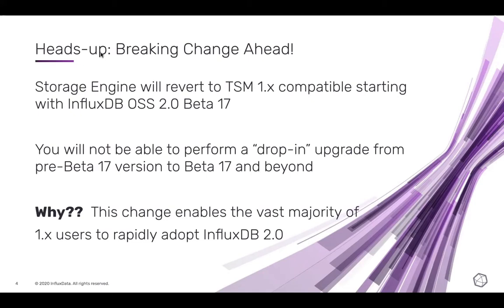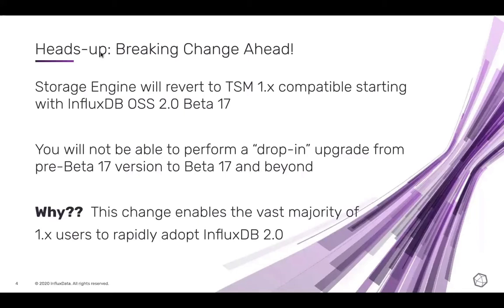So current release out as of the recording is beta 16. Everybody who's on a current alpha release or current beta release up to 16 is using what we would call the original 2.0 storage engine that we packaged up. However, again, based on the feedback, what we are going to do is revert that storage layer back to the 1.x compatible mode. What this means for you from a breaking change perspective is that you will not be able to simply upgrade in place from beta 16 or prior to beta 17 and beyond.